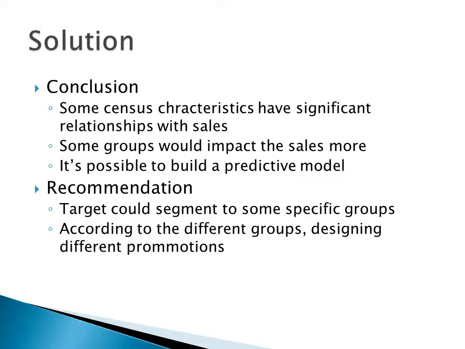And second, some groups would impact the sales more. For example, households with high income or customer populations with higher educational degrees would impact our sales more and have a stronger positive relationship than households with low income or customers who have high school degrees. And last, it's possible to build a regression model to predict our annual sales in the future.